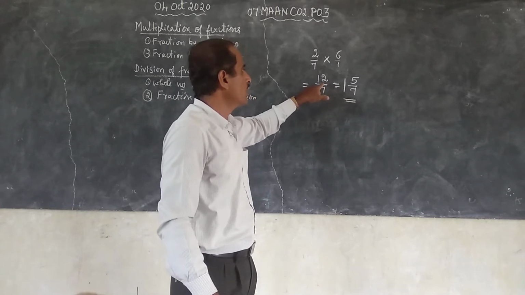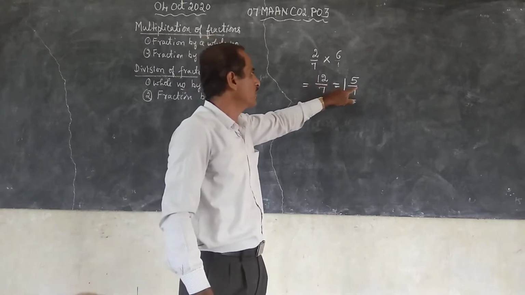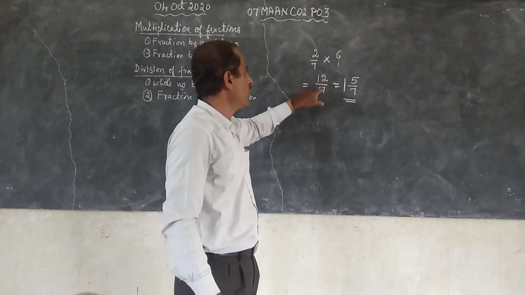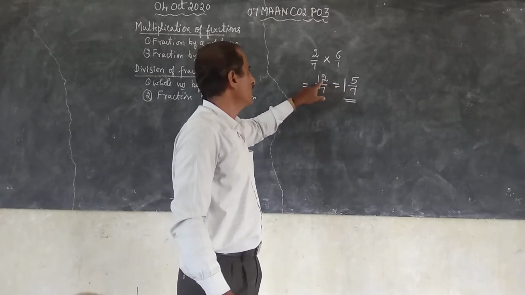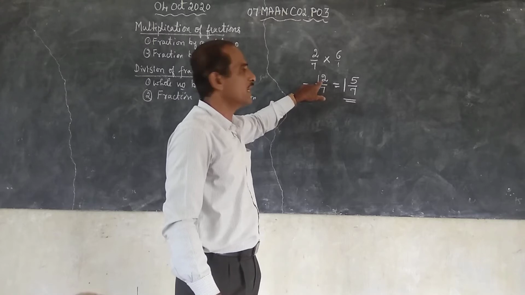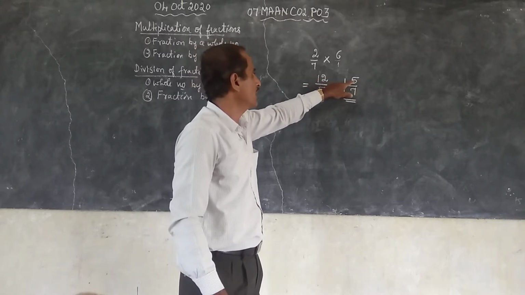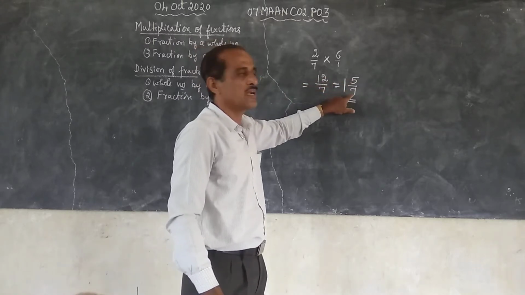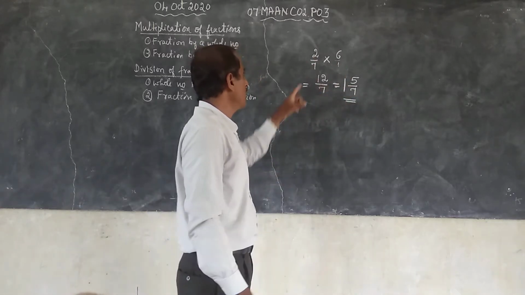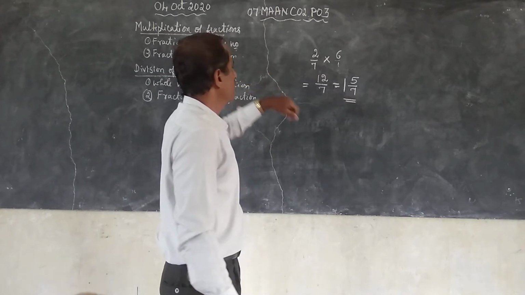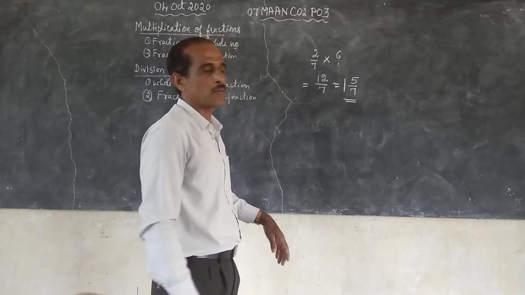So how to convert an improper fraction into a mixed fraction? Search how many 7s are there. Total one 7 is there, and how much remaining? 5 remaining. That 5 you have to write here, and in the denominator you write as such. So this is the mixed form of this. Like this, a fraction and a whole number can be multiplied.